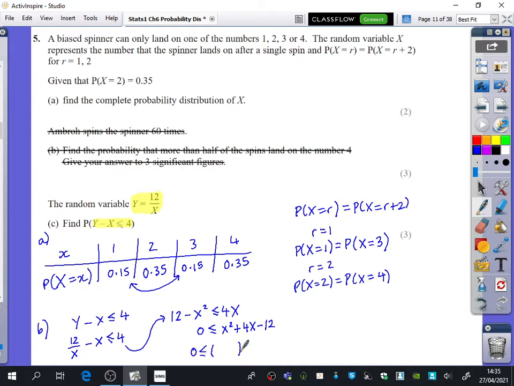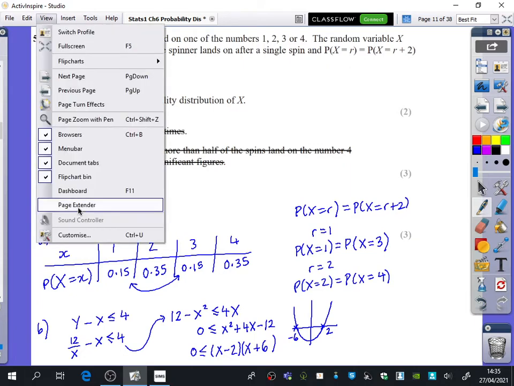Anyone see how this factorizes? Minus 2 and plus 6. Minus 2 and plus 6. Remember, for a quadratic, you should do a quick sketch of what it's going to look like. So that means it's crossing at minus 6 and positive 2. So the solutions to this, I've probably run out of space. Hopefully you've got a bit of space on your page.